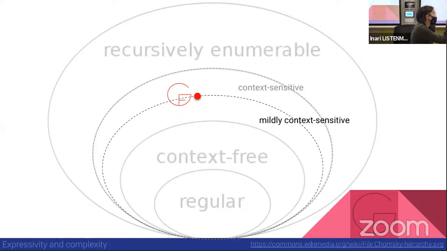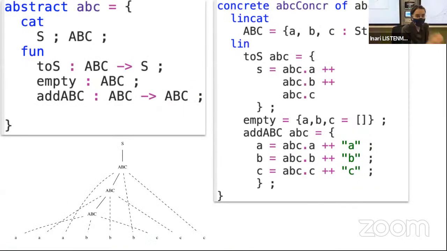So that's not something that context-free grammars can do, but because in GF we separate the abstract and concrete, we can do more things to the arguments of these functions. And here is a standard example of how we can do languages that are beyond context free in GF. This is a grammar for generating exactly as many A's, B's, and C's.